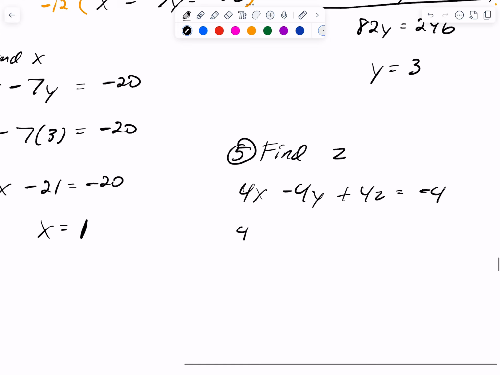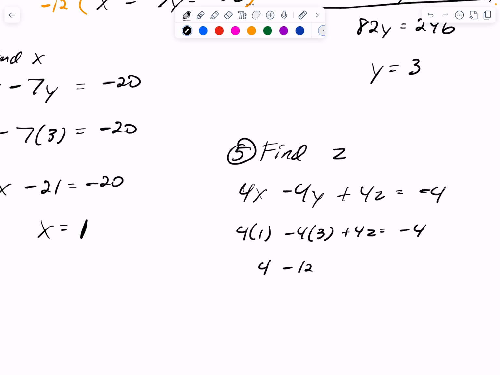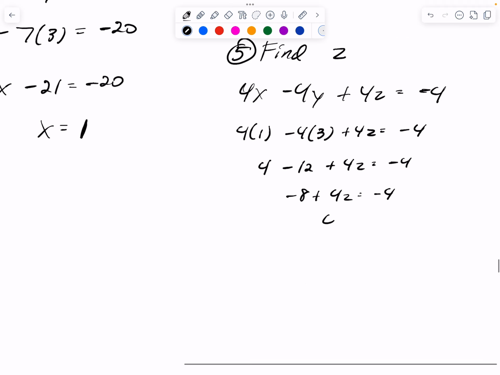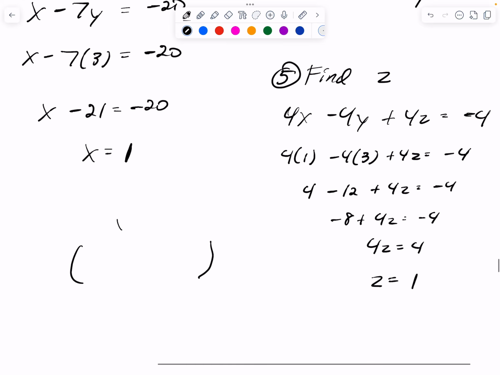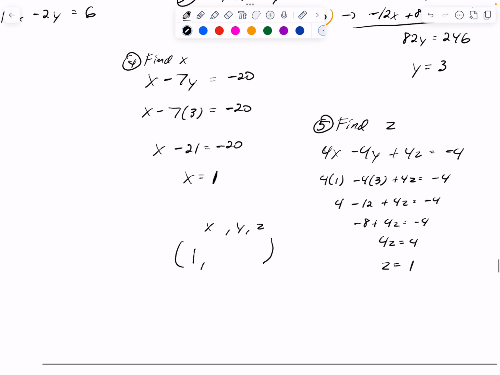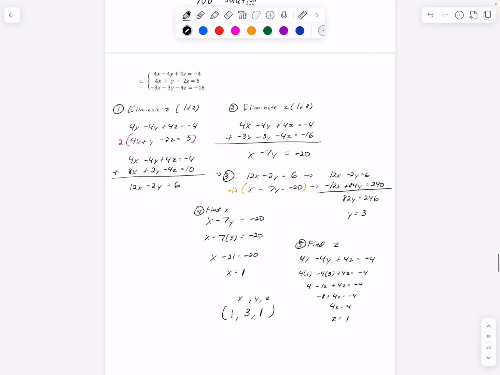So we have x is 1, y is 3. We can solve for z now. That's 4 minus 12, which is negative 8. Okay, so 4z equals -4 plus 8, which is 4, z equals 1. So my solution in that x, y, z format is 1, comma, 3, comma, 1. So this does have a solution in part C. Whew, that was a lot.